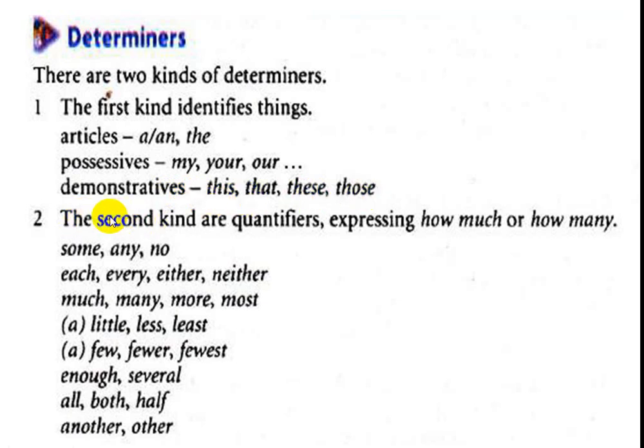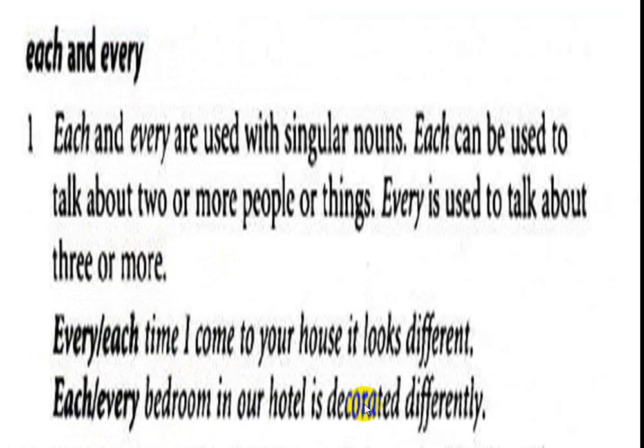The second kind of determiners are quantifiers يعني محدد الكمية expressing how much or how many. For example, these are all quantifiers: some, any, no, each, every, either, neither, much, many, more, most, a little or little, less, least, a few or few, fewer, fewest, enough, several, all, both, half, another, and other. We have here the example of the quantifiers.